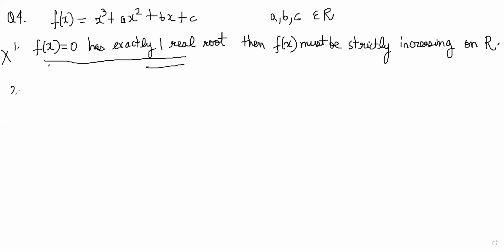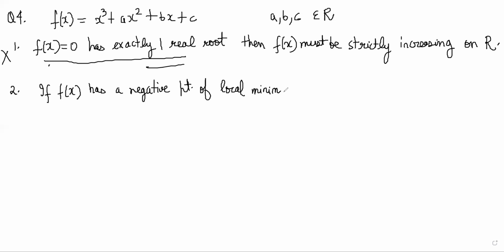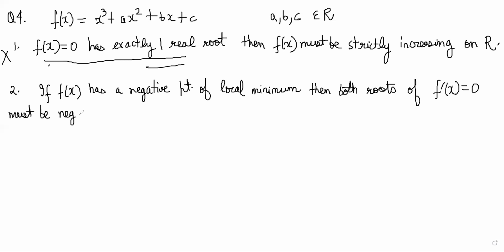Okay. Second option: if f(x) has a negative point of local minimum, then both roots of f'(x) = 0 must be negative and distinct. This is the question.